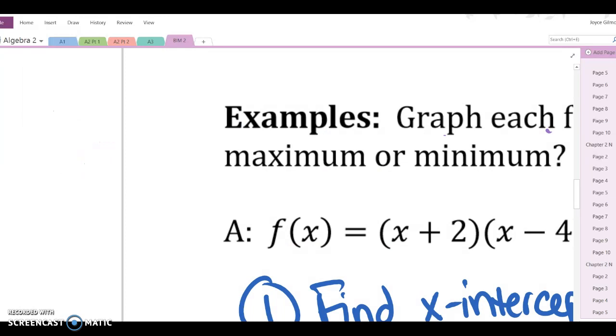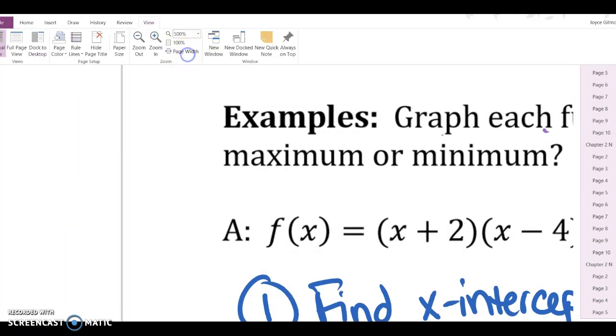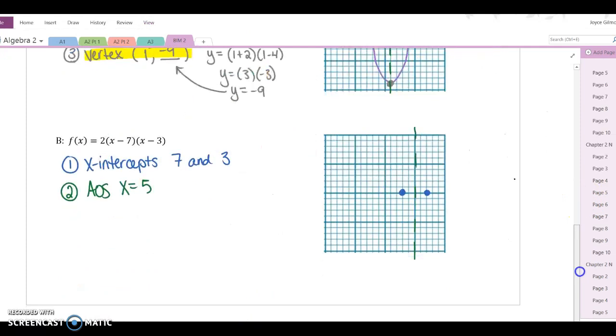Good gravy, that just zoomed way in to 500%. Wowza.